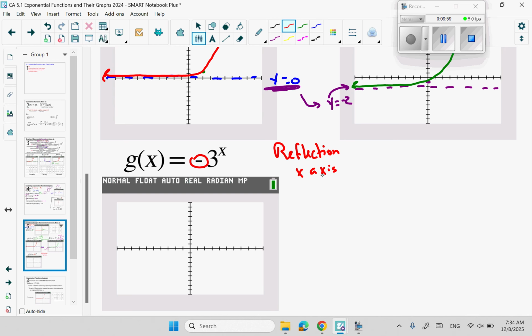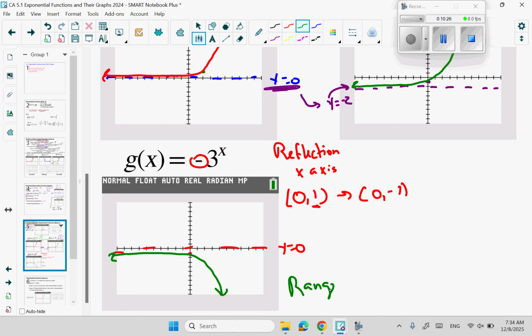x-axis. So instead of having the coordinate 0, 1, this 1 gets multiplied by a negative, so it becomes 0, -1 gets plotted. My asymptote actually stays the same, so I get y equals 0. But now, my shape, everything gets swapped down here. Interestingly enough, this actually does mess with my range, because my range is no longer 0 to infinity. It would be -infinity to 0, because again, range is the y values that I get. I never cross that asymptote in this case.